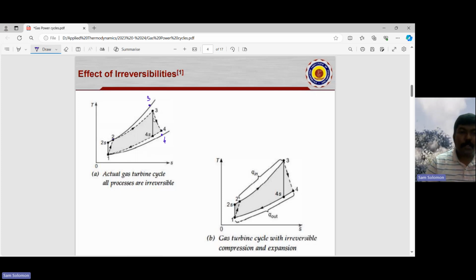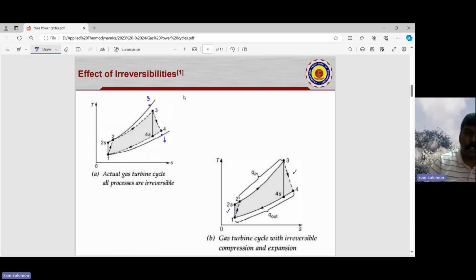Okay, so the first picture shows all four processes are irreversible. The second picture shows only the irreversibility concerning your isentropic compression and isentropic expansion. Most of our problems will be of this second picture, where the isentropic efficiencies of the compressor and turbine are given. So let me introduce that also to you.